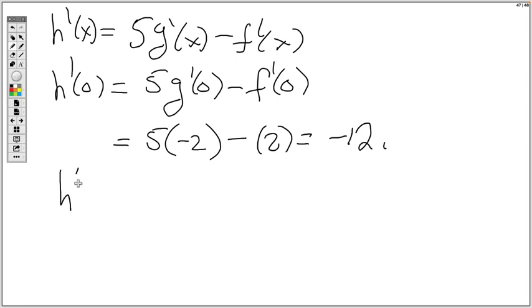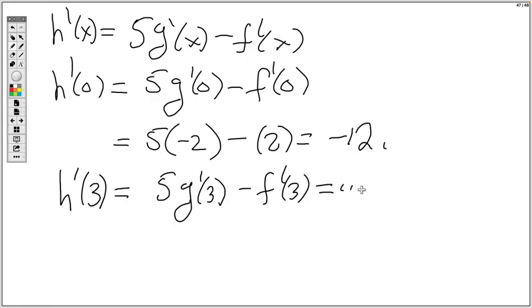And you do the same thing if you want h prime of 3. That would be 5g prime of 3 minus f prime of 3. You just plug those numbers in. And apparently, if you do that arithmetic, you get 13 halves. You see the process here, folks? You just apply the properties.